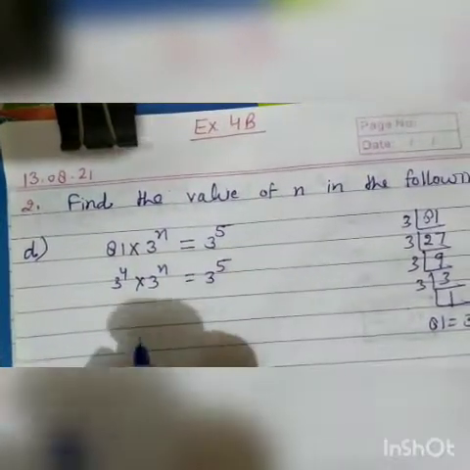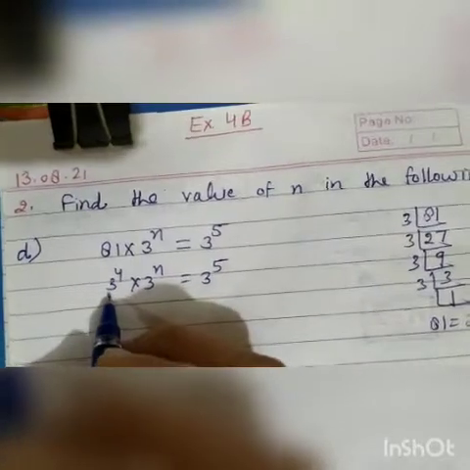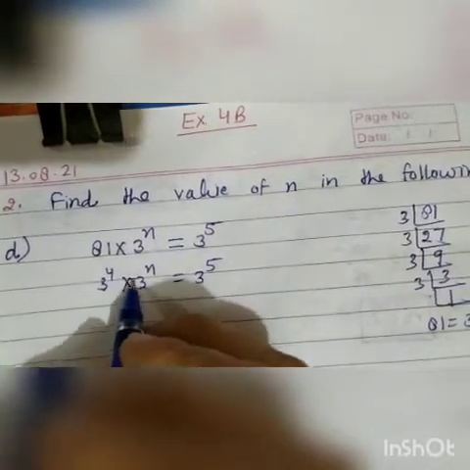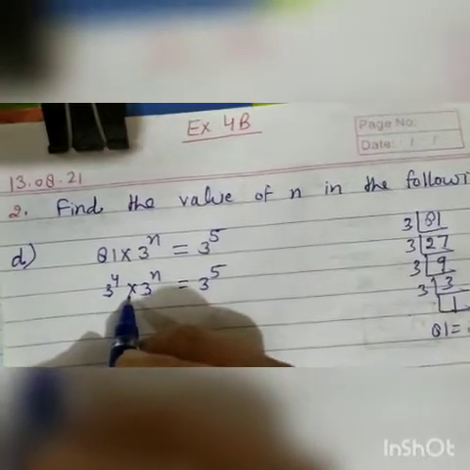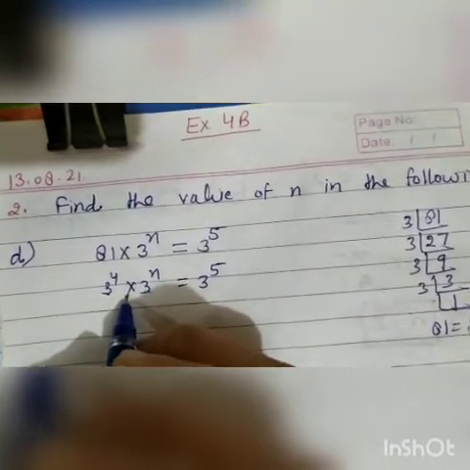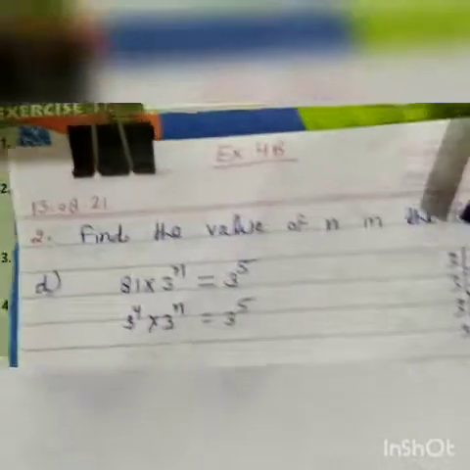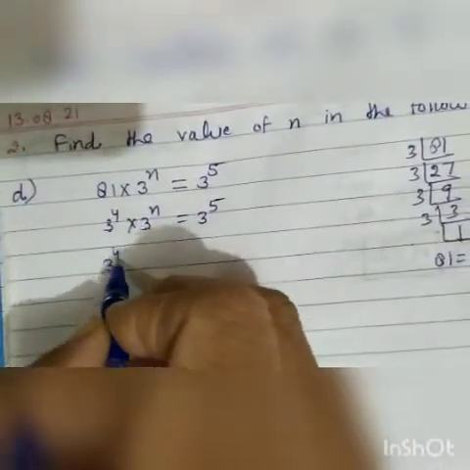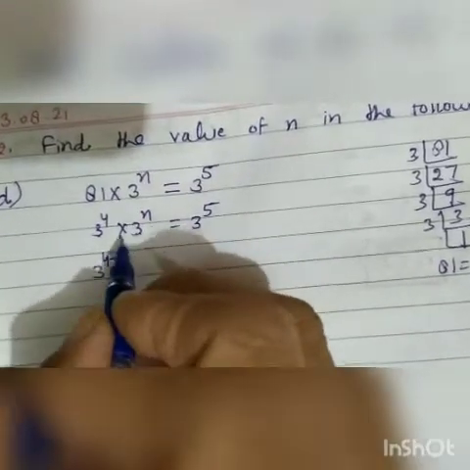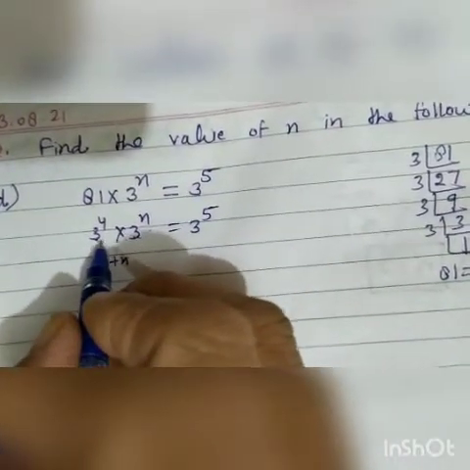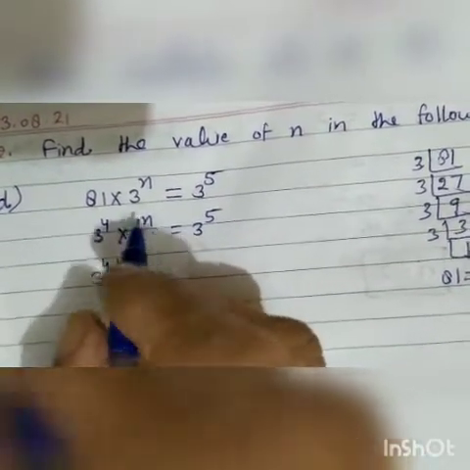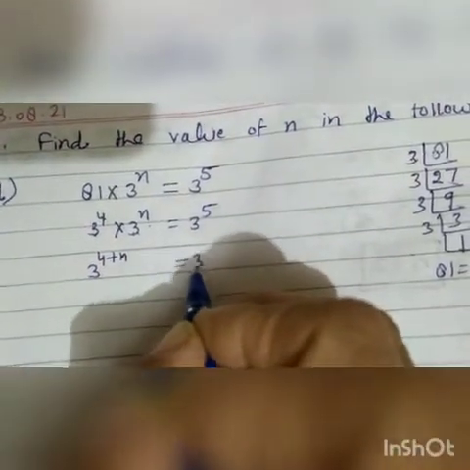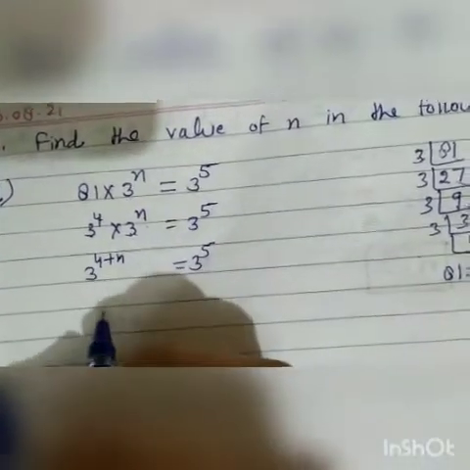3 power 5. Now here both the bases are same, and between these two numbers there is a multiplication sign. So we will use here the first law of exponent, that is the product law of exponent. Now we can write this as 3 power 4 plus n. If there is a multiplication sign between two numbers with the same base, we add the powers. 3 power 4 plus n is equal 3 power 5.